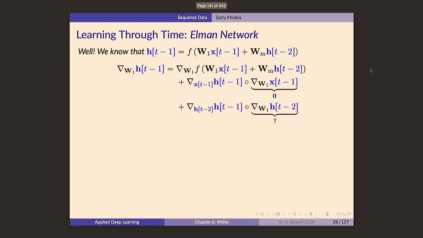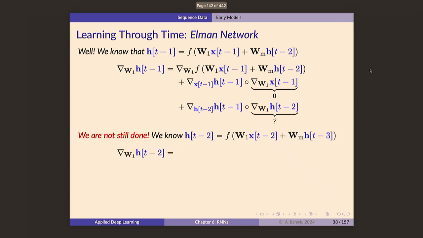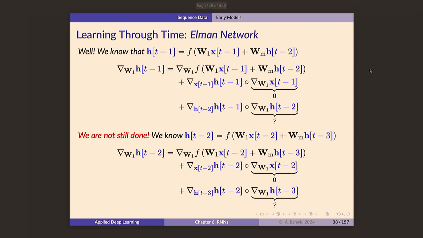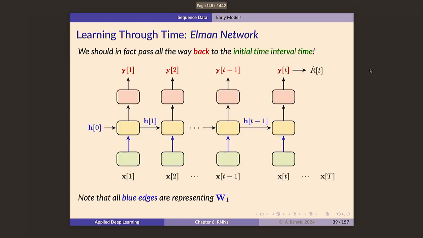And the next thing is the derivative of h_{t-2} with respect to W1. And this is again not 0, right? So I can keep on going like this. You can just write it down. You're going to end up in terms of some gradient of h_{t-3} with respect to W1, and so on till the very end.